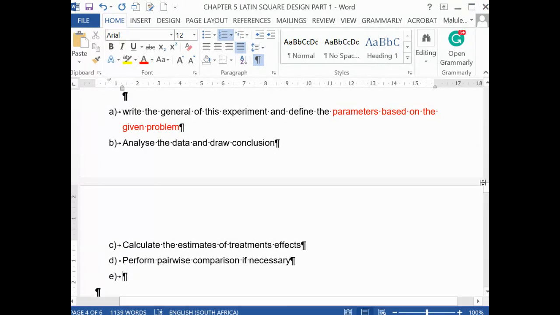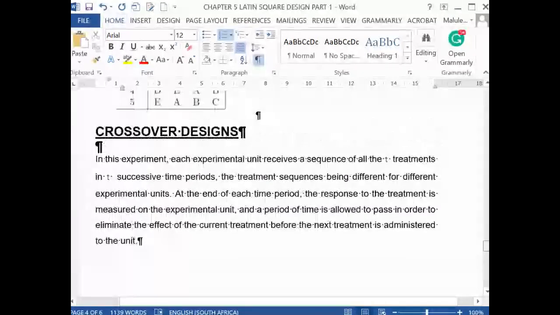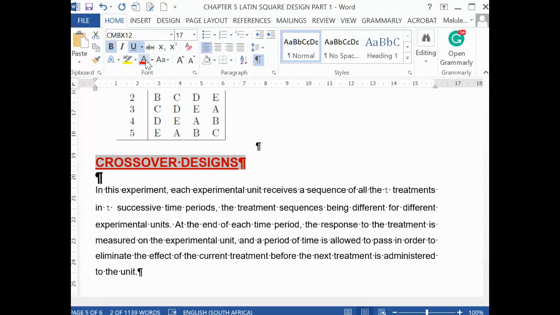So if we check from your study guide, or this pamphlet, we have this crossover design. So for this crossover design, I will explain it, but I won't assess you based on this section.